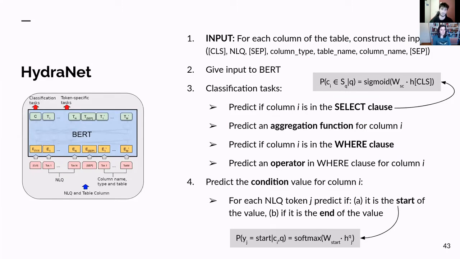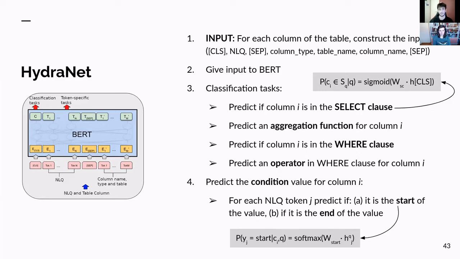So we would construct an input, starting again with the CLS token. We would then add the natural language question. We would mark its ending with a separating token. And then for the column we are processing at the moment, we would add its type, integer, string, and so on. We would add the table's name, and we would add the column's name. And we would mark the end of the column information with a separating token again. We would then give this input to BERT, and we would get an output of equal length.